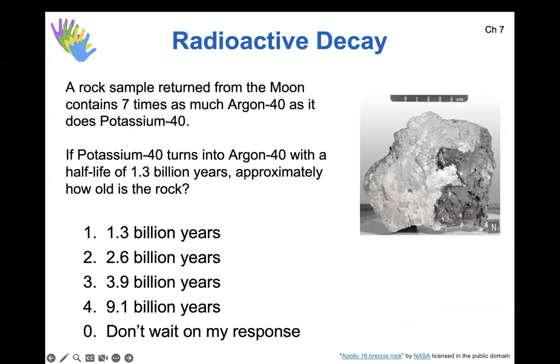All right, so a rock sample returned from the moon contains 7 times as much argon-40 as it does potassium-40. So why are we talking about argon and potassium now? Because this is just another example of decay. Potassium is decaying into argon. So if I read the next sentence, if potassium-40 turns into argon-40 with a half-life of 1.3 billion years, approximately how old is the rock? You tell me.